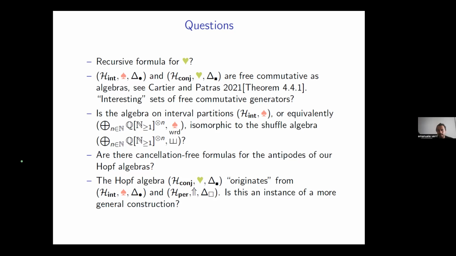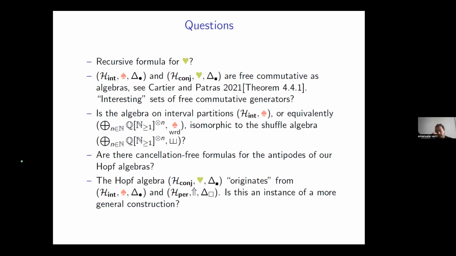Also, we know from the literature on algebras that these two are free-commutative, but it would be interesting to have interesting sets of free-commutative generators. This is a vague question. An example that most of the people know here is Lyndon words for the shuffle algebra. Another question would be: this product on interval partitions has a shuffle part. It looks like a shuffle plus something else. Is it true that it is isomorphic to the shuffle algebra, if we somehow forget about the terms in which these overlaps occur?